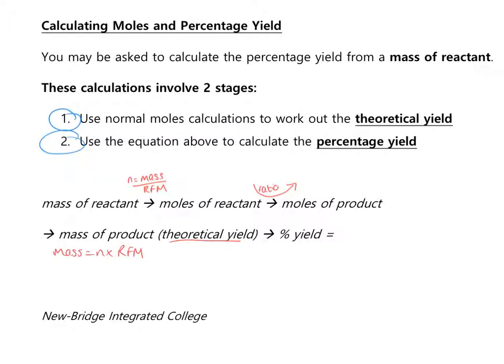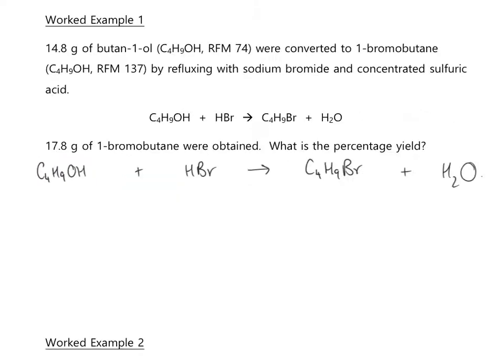And then in the question, you'll be quoted your actual yield, the actual amount that they got out when they carried out this reaction. And so we put that into your equation. Percentage yield is actual yield, which will be given to you in the question, over your theoretical yield times by 100%. Again, this is best looked at with an example, and we'll do that over on page 20. So take a minute first to have a read at the question.